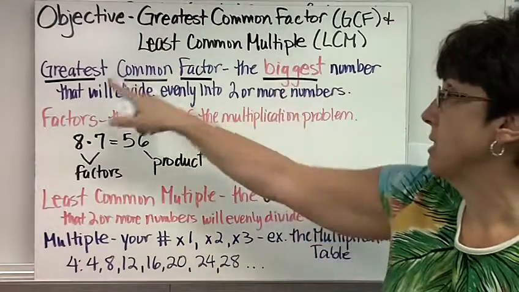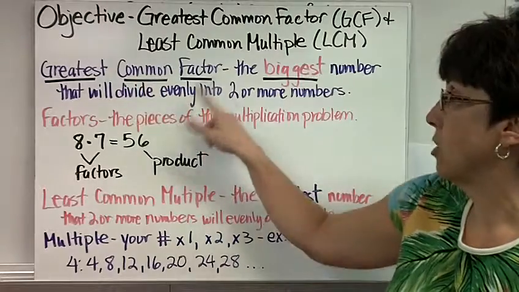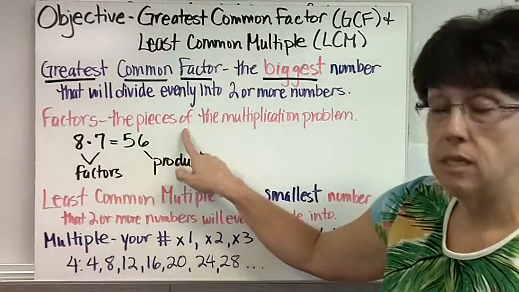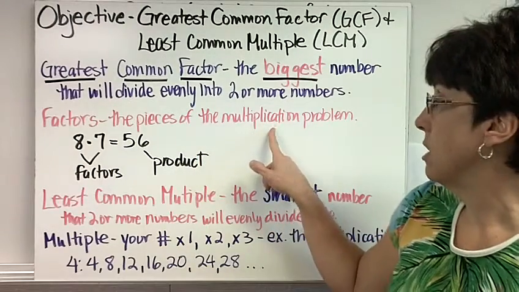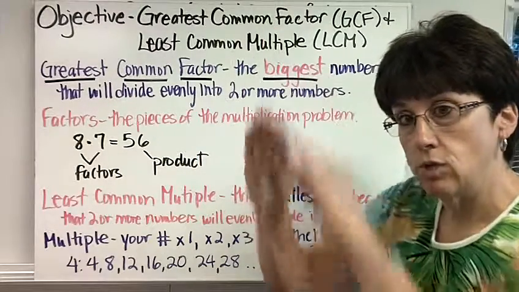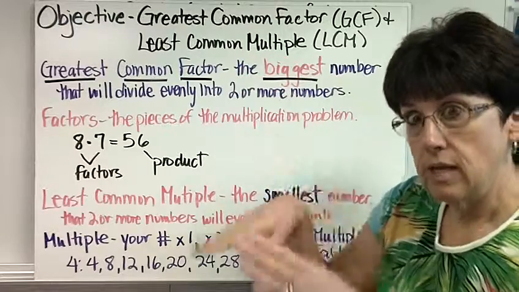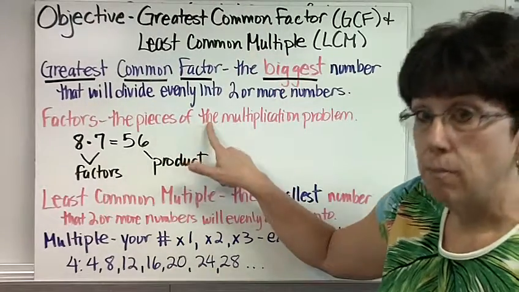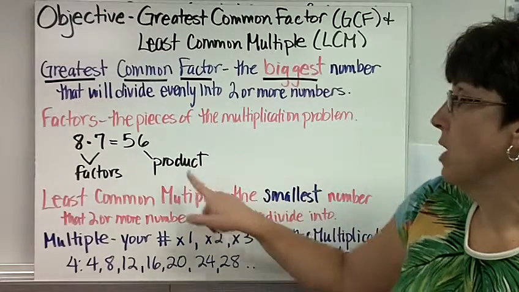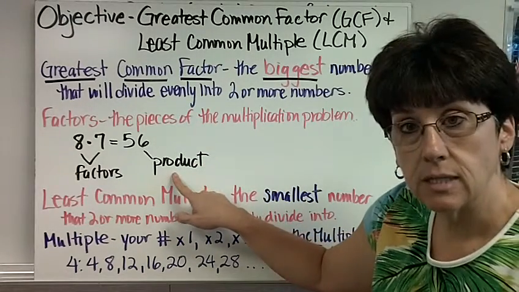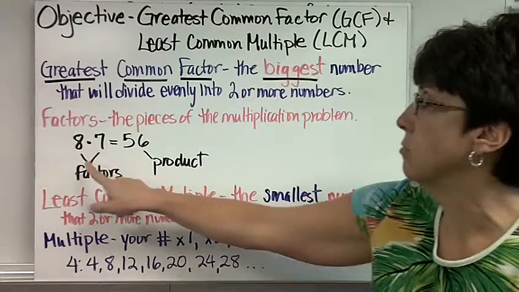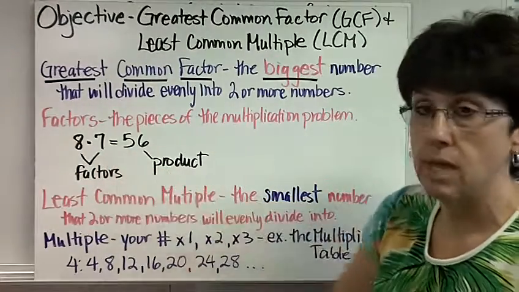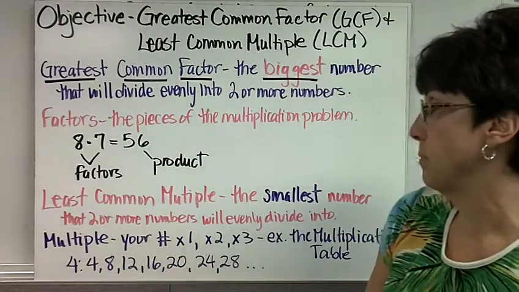Okay, so greatest is biggest, common, it goes into both of them, and factors are the pieces of a multiplication problem. So if you're trying to see if something goes into it that you once multiplied, that's why I said dividing. All right, so factors, the pieces of a multiplication problem. We always talk about product because that's the answer to a multiplication problem. But in this, 8 times 7 equals 56. 8 times 7 is the factors.